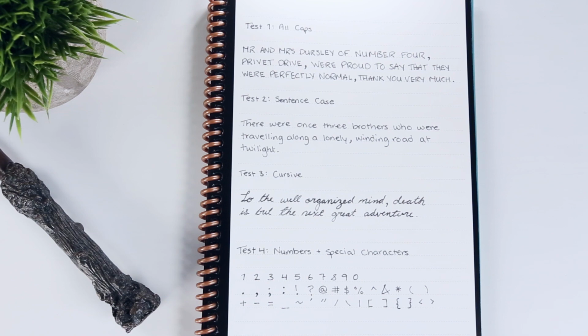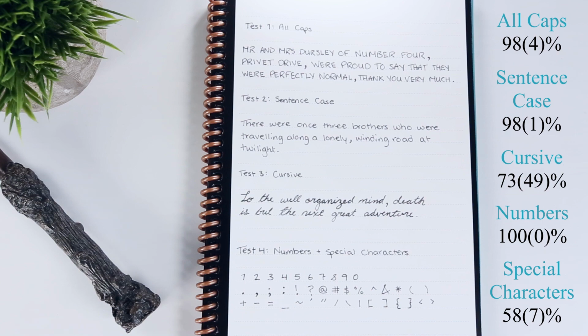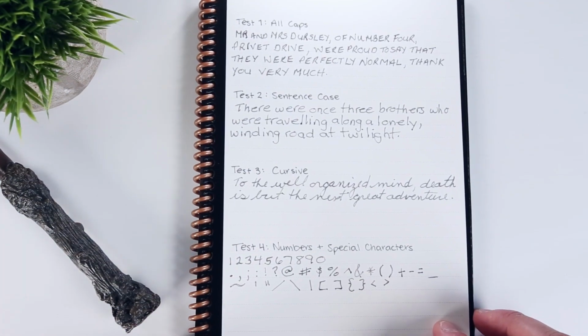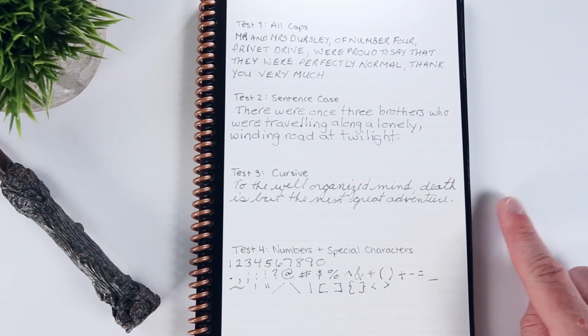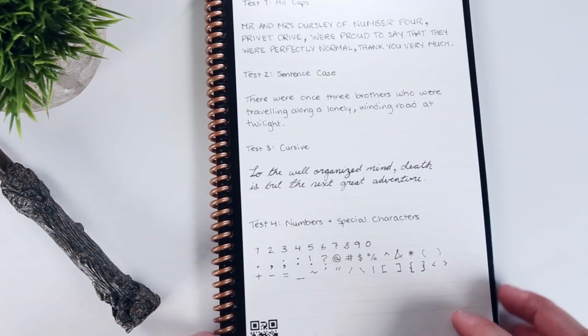Overall, Rocketbook's character recognition performed well, with average accuracies of 98% for all caps and sentence case printing, 73% for cursive writing, 100% for numbers, and 58% for special characters. It's worth noting that for cursive writing, the accuracy was low because it completely failed to recognize this one sample, but was 97% accurate in the others.